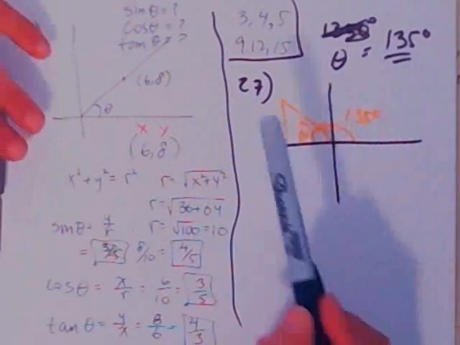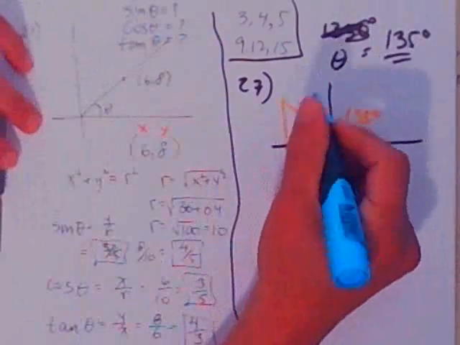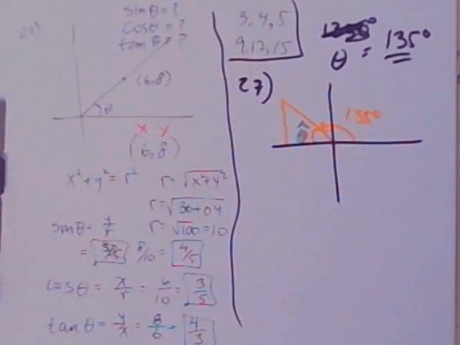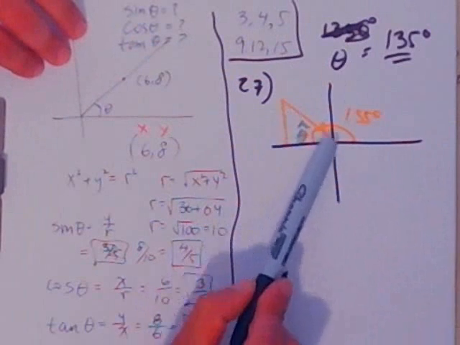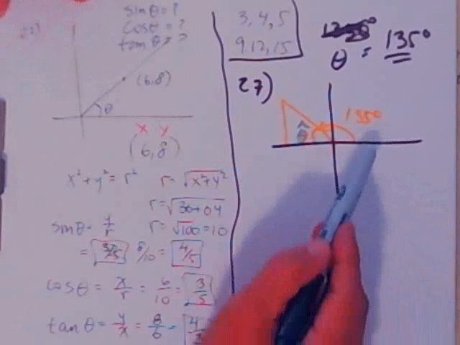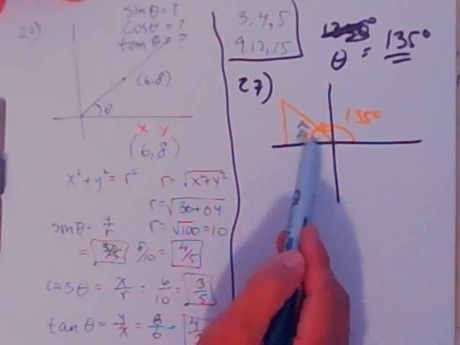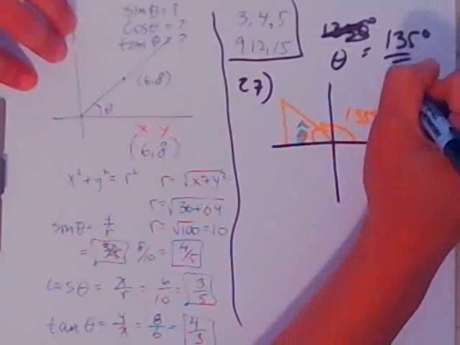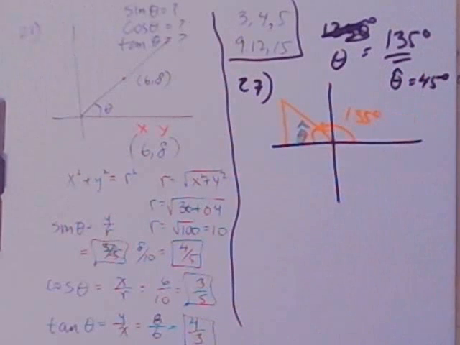And that's going to be theta hat. The hat, you're going to learn what a hat is later on. Theta hat right there. Theta hat is what's called a reference angle. We'll start talking about reference angles very soon. Okay, guys? But don't worry about that. It's 135 degrees. Obviously, this is going to be 180 minus that, or 45 degrees. So we know that theta hat, the reference angle, is 45 degrees.